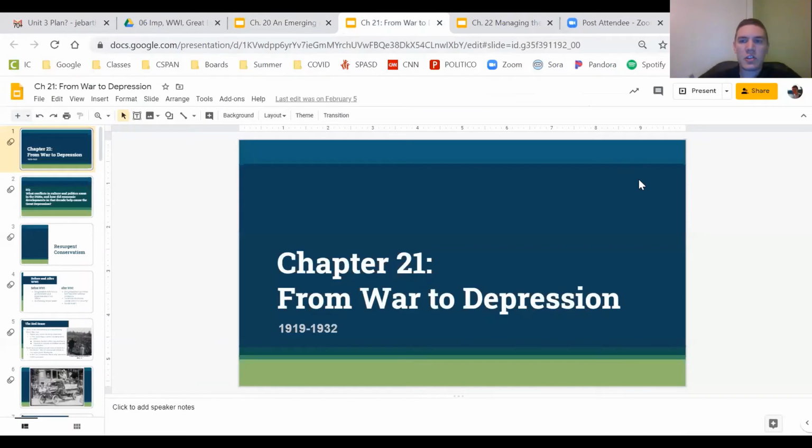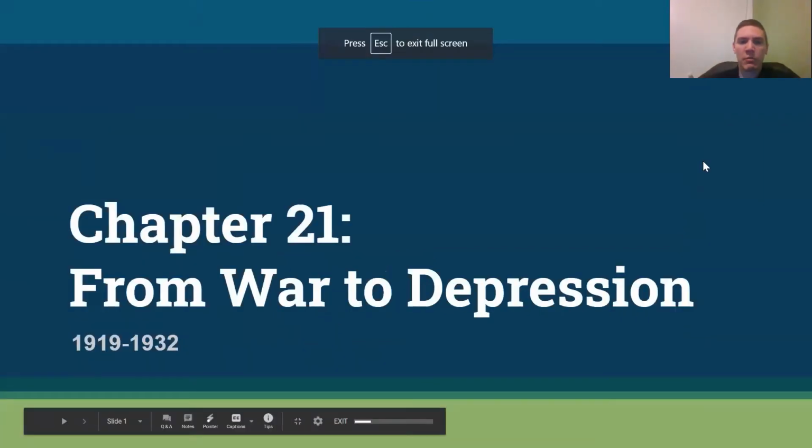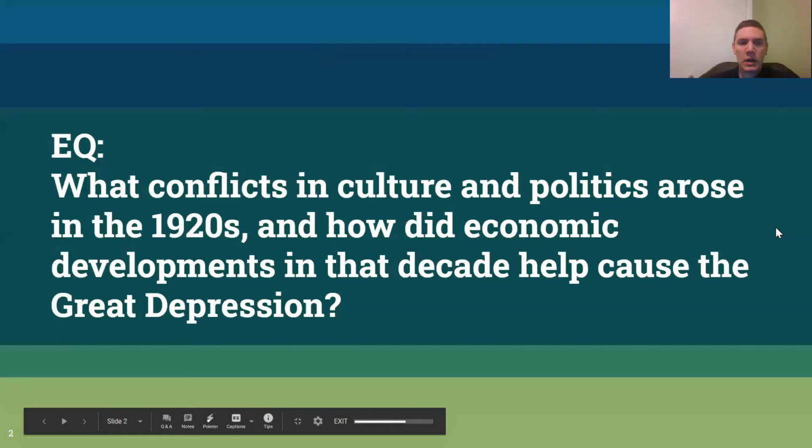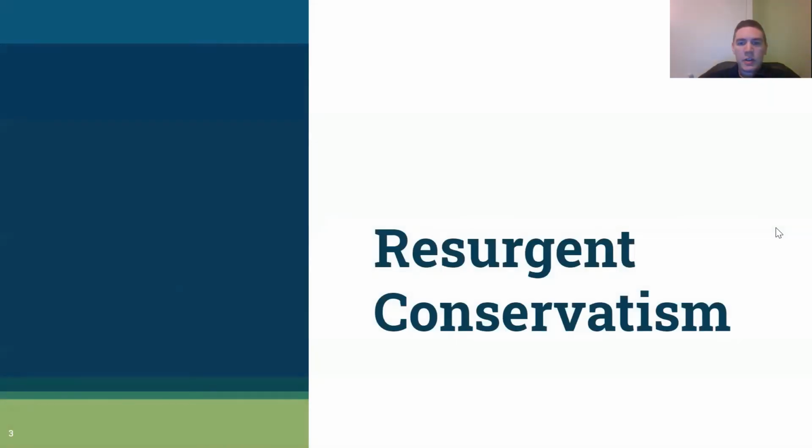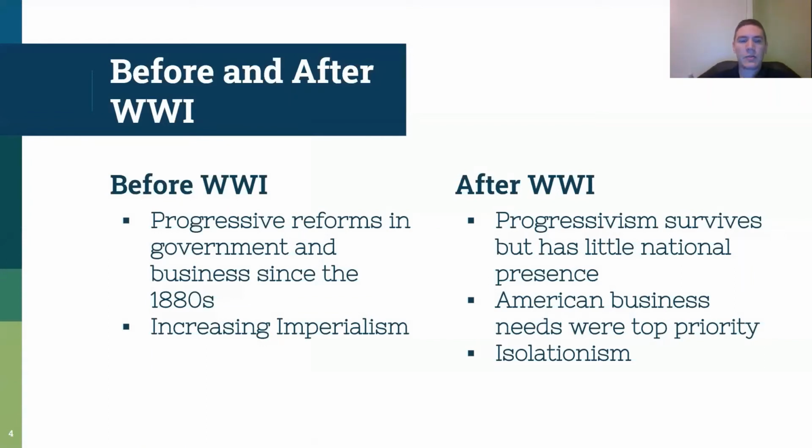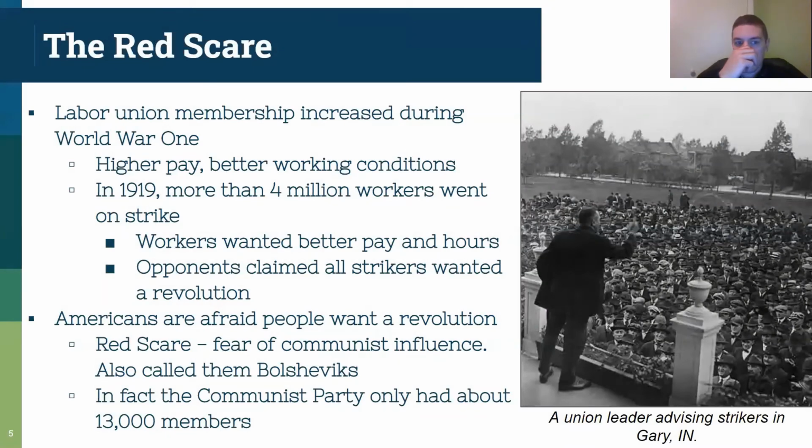Okay, chapter 21. So from war to depression. Here's our central question. So we talked about before World War I, back in Unit 5, about progressivism. And just this unit, we talked about increasing imperialism. But now America wants more isolationism. And many American businessmen want to stop the progressive changes and want to add businesses as a top priority.